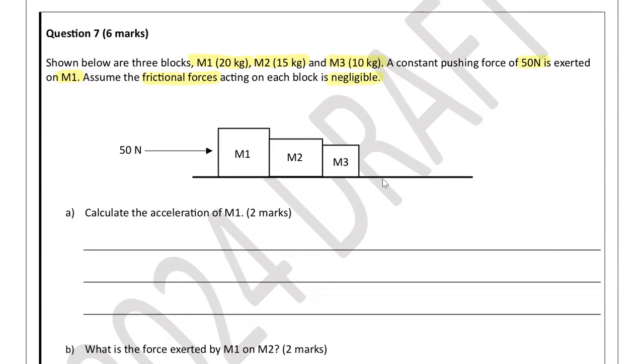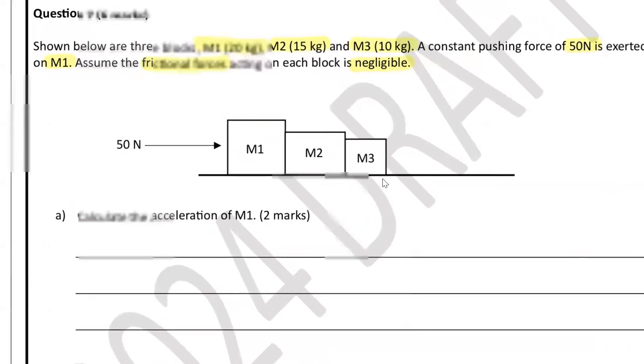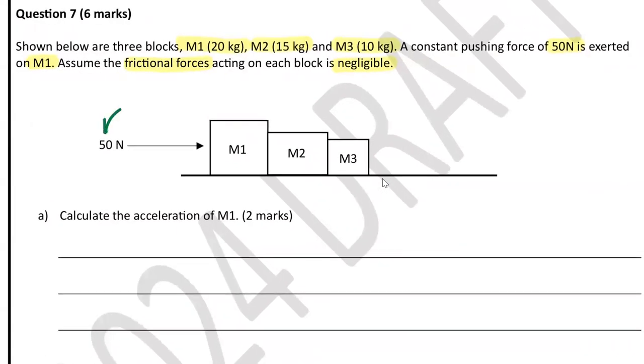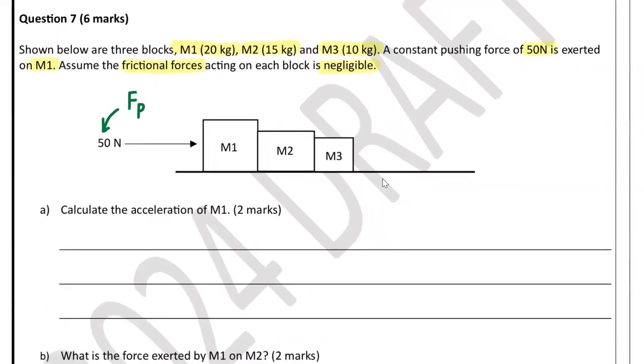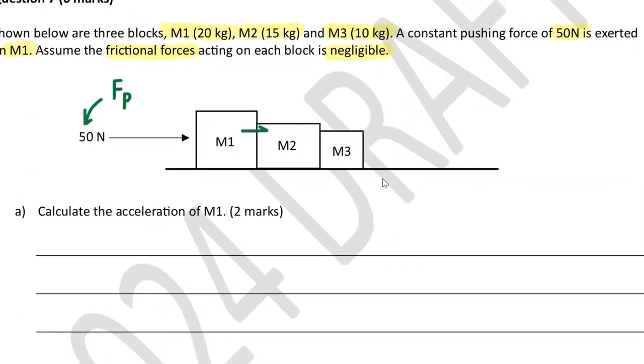So the first thing I would do before I do this question is identify all the external and internal forces. In this example, we have your 50 newtons. This is our pushing force, so I'll label that as FP. And that's pretty much all our external forces. External forces are forces acting on the whole system. What we also have in between the blocks is the forces of the blocks on each other.